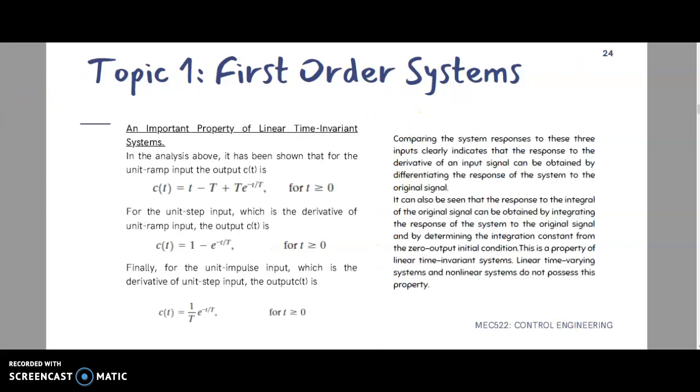And then last one is a summary. So this one yang detail yang saya cerita tadi kan. Unit step, this one for the ramp, and this one for unit impulse. So that's all for first order, I think. So no more notes for first order.